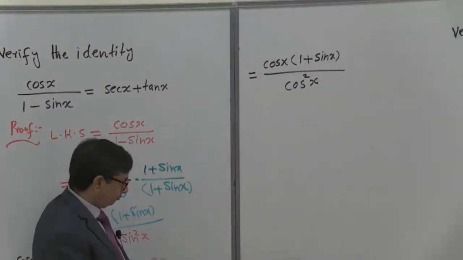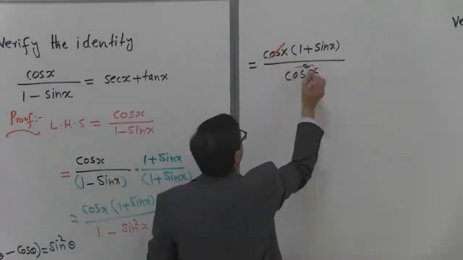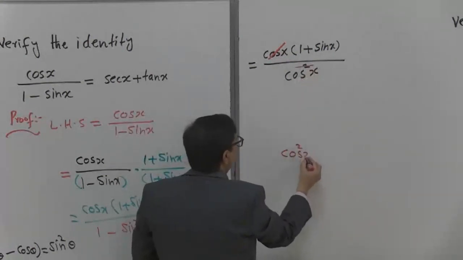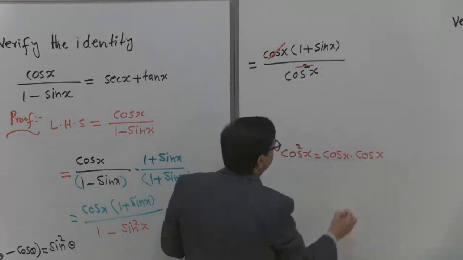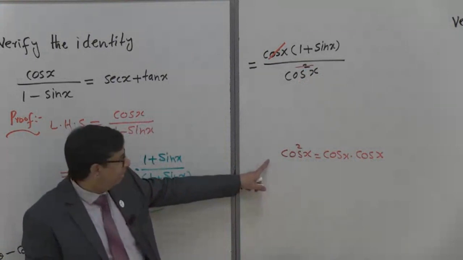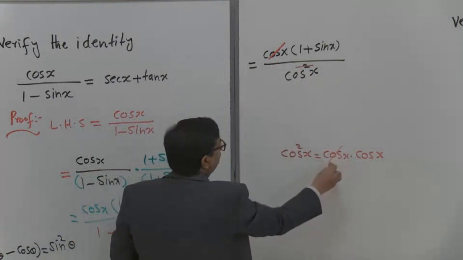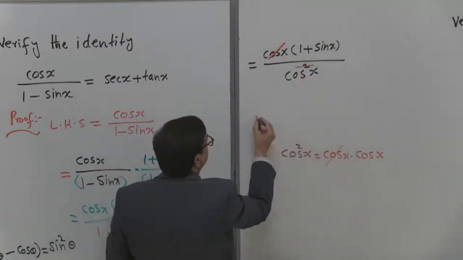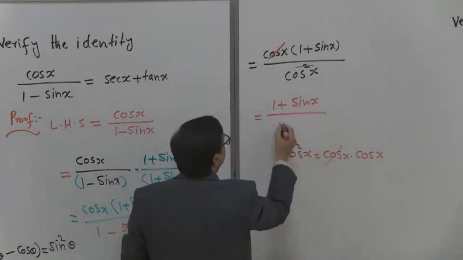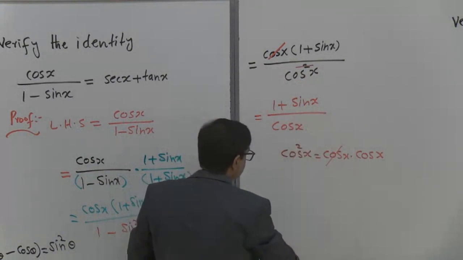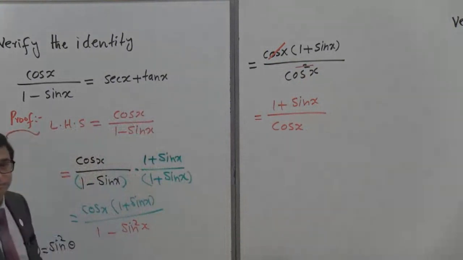Now we simplify. Can we cancel this cosine x with this square? Because cosine squared x means cosine x times cosine x. Okay? Cosine squared x means cosine x times cosine x. So one cosine x we can cancel with one. So only one cosine x is left there. So we are left with 1 plus sine x over cosine x. Now you can see this is not our desired form yet.